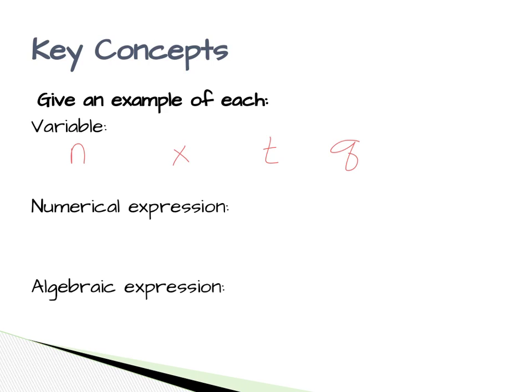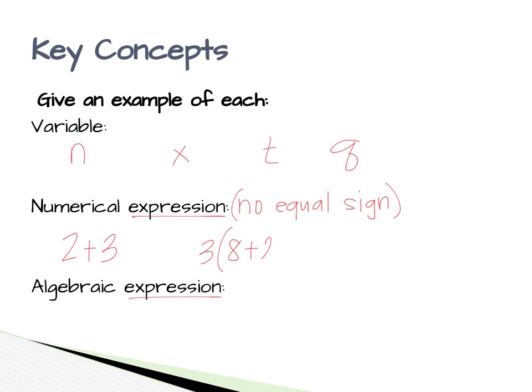Then there's the numerical expression, and a numerical expression is numbers and operations, like 2 plus 3. Expressions have no equal signs. That's for both of those. So a numerical expression is just going to have numbers and operations. You could also have parentheses, so like 3 times 8 plus 2.